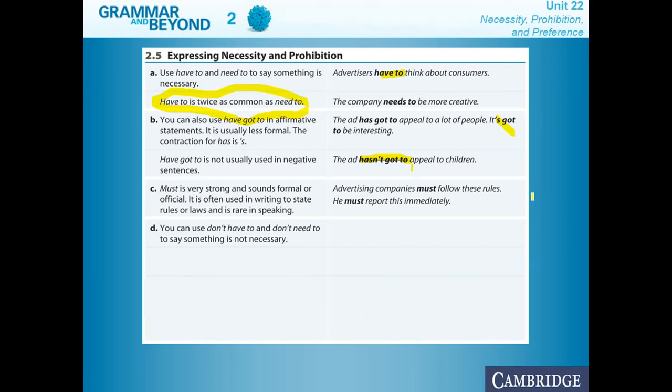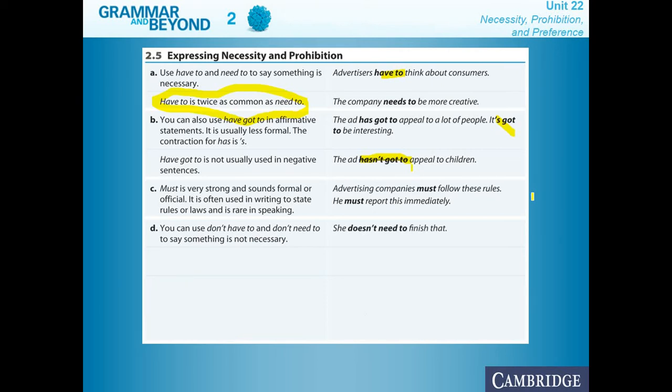And we can follow with these examples. Like for example, you must pay respect to your parents. Okay, that's a rule, something that you know that you should do. You can use don't have to and don't need to say something that is not necessary. As I mentioned before, something that is not a necessity but an option.